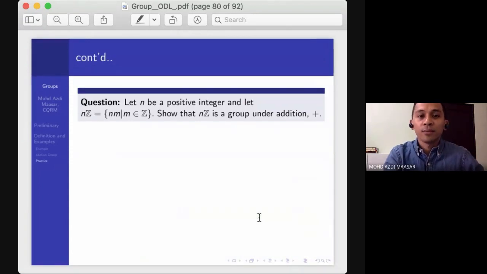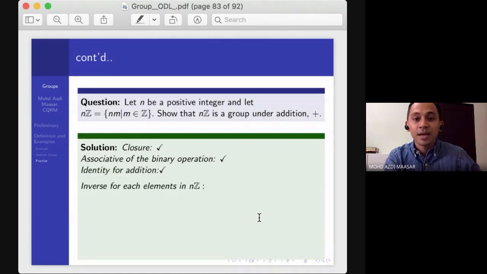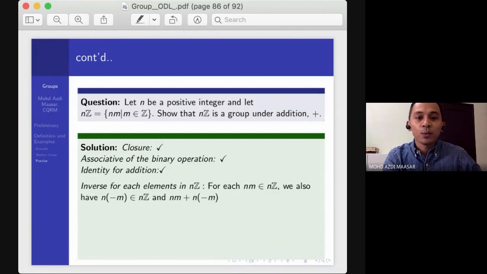Finally, we check for axiom 3. Here, we need to show that for each element nm in nℤ, we must have another element again in nℤ, such that when we add it with nm gives us the identity n0 equal to 0. So now for each element nm in nℤ, we also have n of minus m in nℤ. Here we see that n is the positive integer and minus m is an integer, satisfying the condition for becoming a member of nℤ.